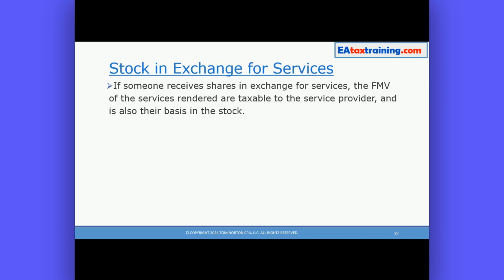You have a startup company. They need people to do work for them, but they are frequently short on cash. So, for instance, they may have a lot of attorney fees involved in getting the company set up. So you may have an attorney who agrees that instead of taking cash, they will take some stock in this company instead. So what that attorney has to do is figure out, okay, what is the fair market value of my legal services that I rendered?